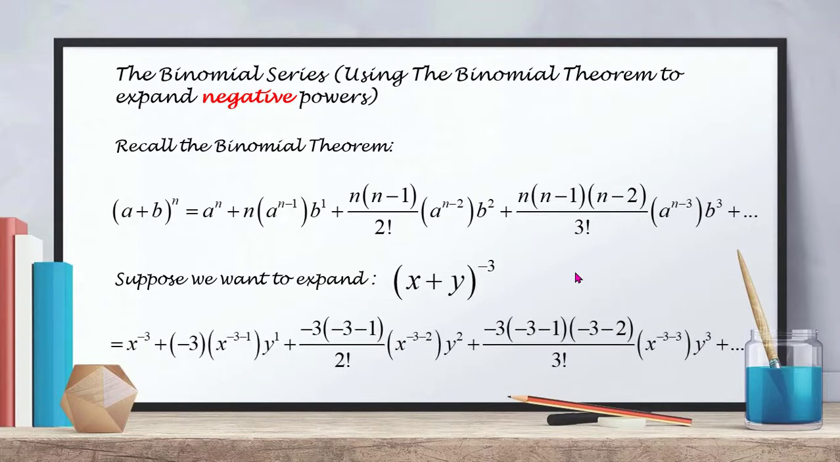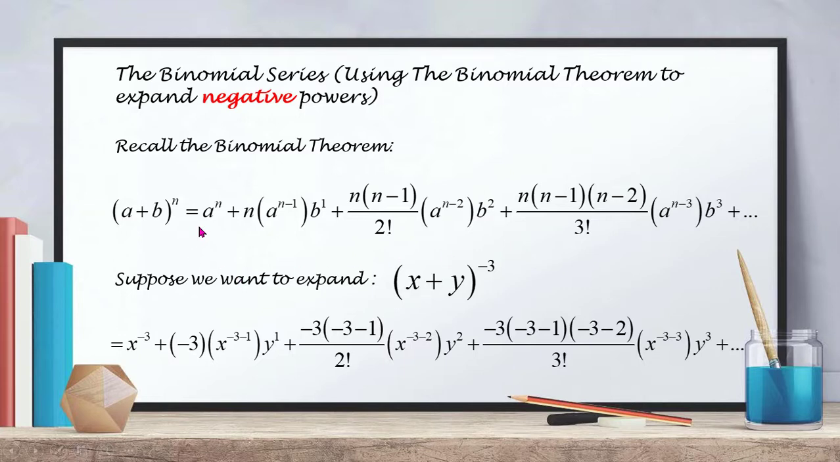All that we're going to do is simply substitute the value of n. Wherever there is n, in the place of n we've got negative 3, in the place of a we have x, and in the place of b we've got y. So we're going to substitute these values into the binomial theorem.